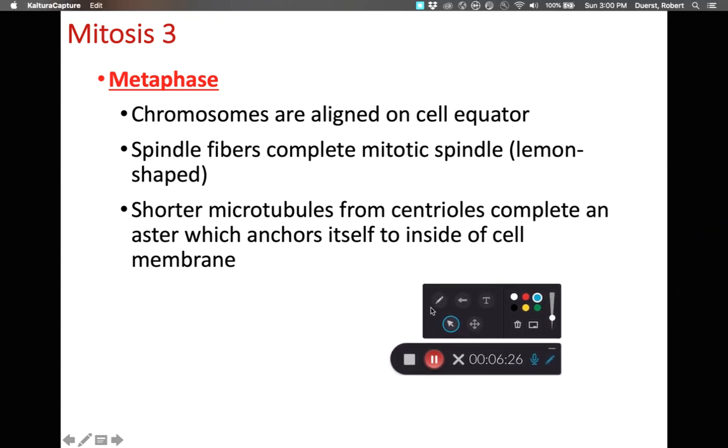As we look at metaphase, metaphase is defined as the stage of mitosis when all of those chromosomes are in a straight line or aligned along a cell equator. The spindle fibers are going to keep pushing all the chromosomes to the very middle and have connected to the kinetochores, and we are going to be able to see the centrioles as kind of a small star or aster-like structure at opposite poles of the cell.